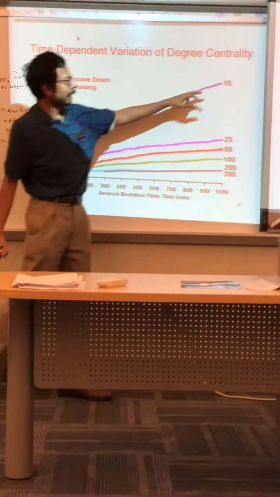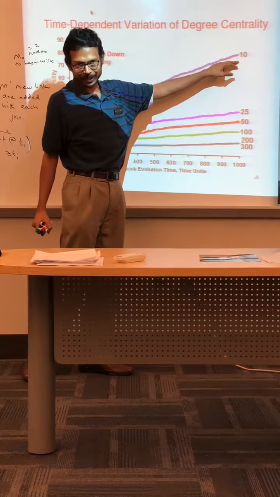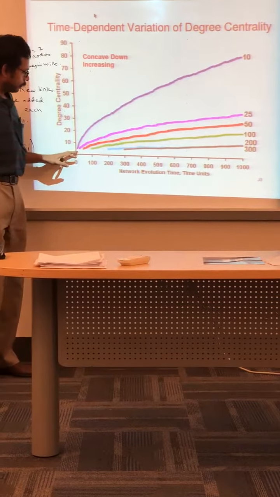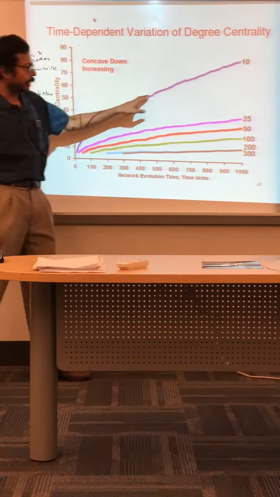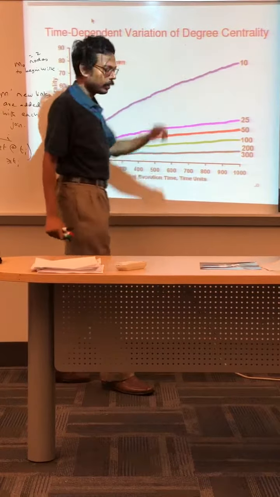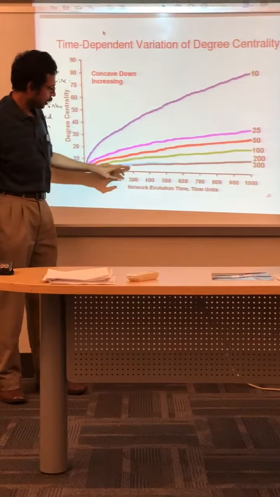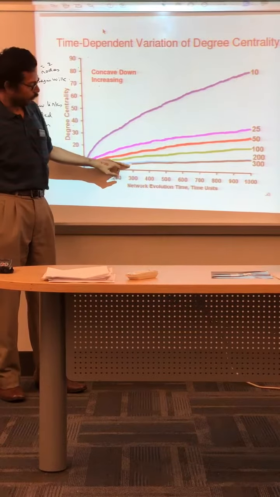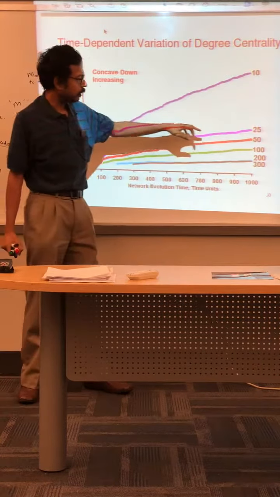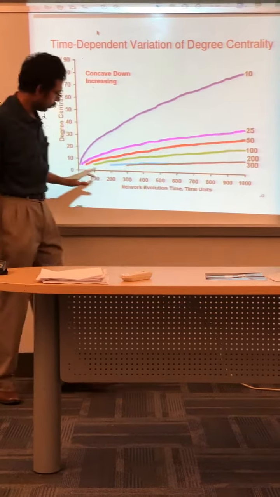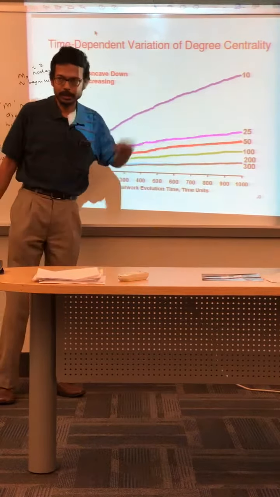So the 10 indicates the joining time of a node. So some node joined at time 10, and at time 10 its degree started growing like this. Some node joins the network at, say, time 300, the last black line, and its degree started growing like this. So these are the joining times of the nodes, and starting from those time instants, this is how their degree grows with time.